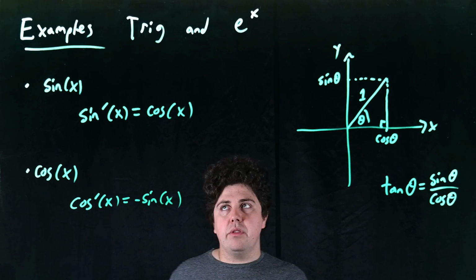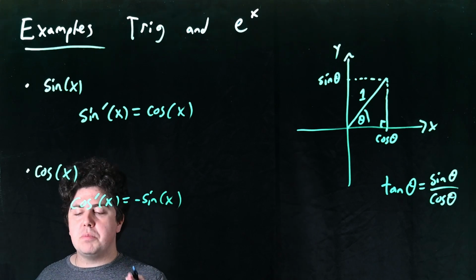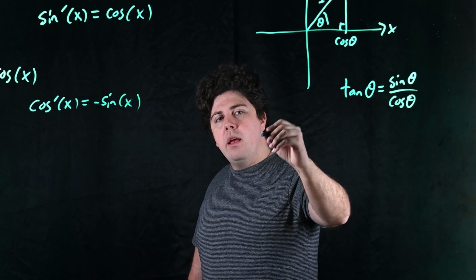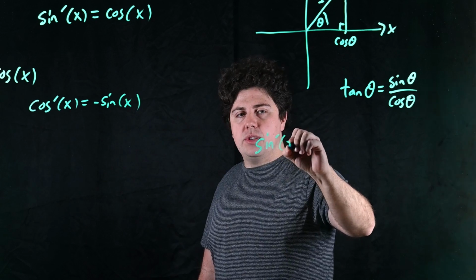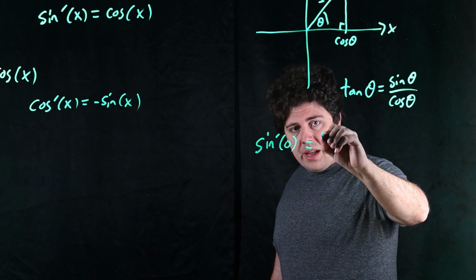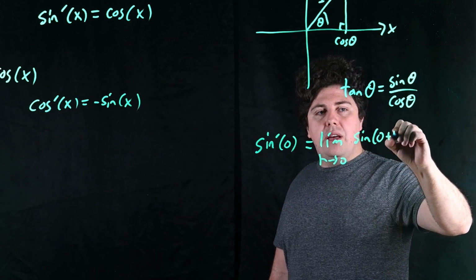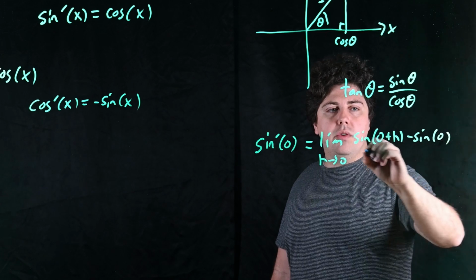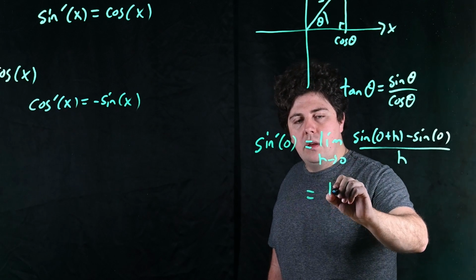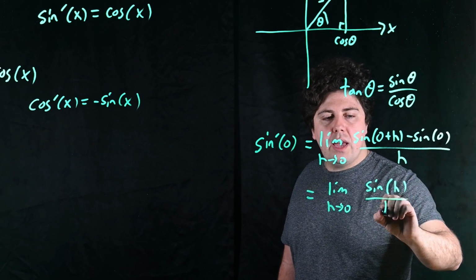And I won't belabor this, but in fact, how you compute these derivatives is with some known special limits as well as some fun trig identities. So let me just let you know about how to compute the derivative of sine at 0. Well, what is the derivative there by definition? Well, that's of course the limit as h goes to 0 of sine of 0 plus h minus sine of 0 all over h. But it's a very quick thing to see that the sine of 0 is 0. So this is the limit as h goes to 0 of sine of h over h.